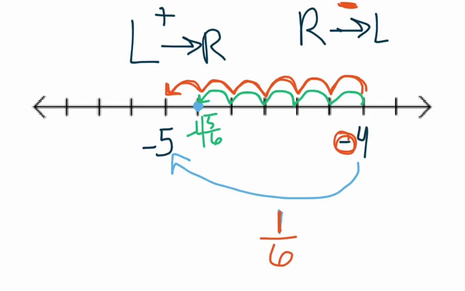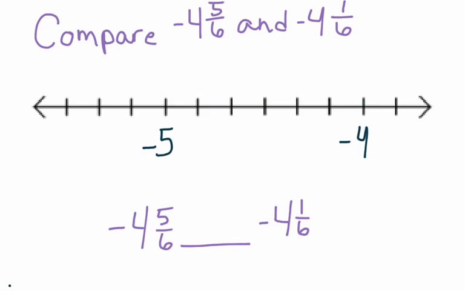But the main part here that I'm hoping you guys will be able to do by the end of this video is looking at number lines. Can you figure out what each section of your graph is worth? Similar to our last problem, we are going to compare -4 and 5/6 and -4 and 1/6. So the first thing I want to do is let's find those on our number line.